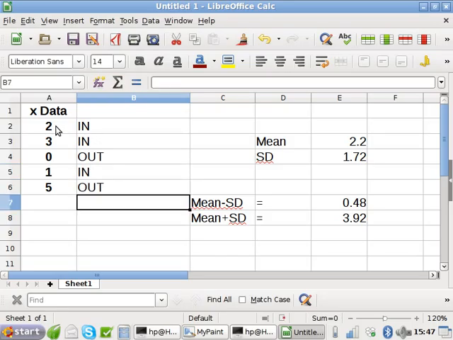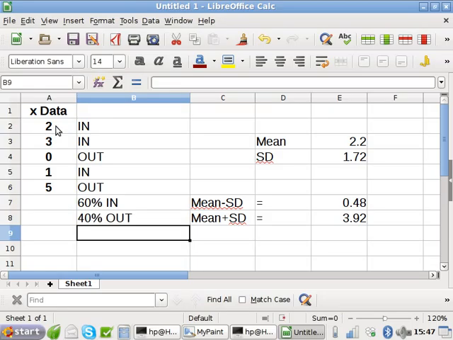So how many are in and how many are out? There's about 60% in, and then 40% are out. Do you think that's true for all data? That 60% of the data is within one standard deviation.